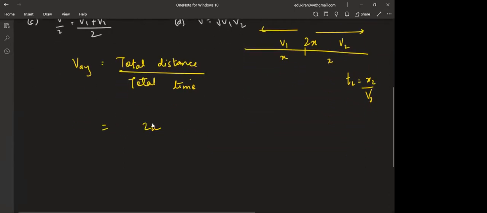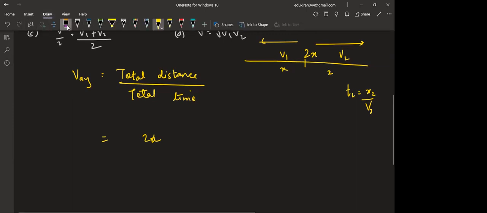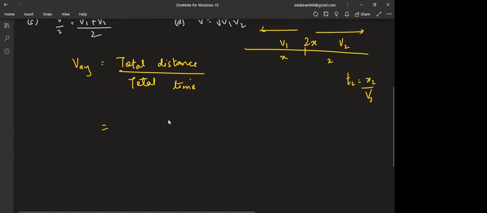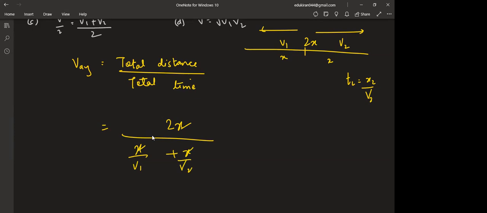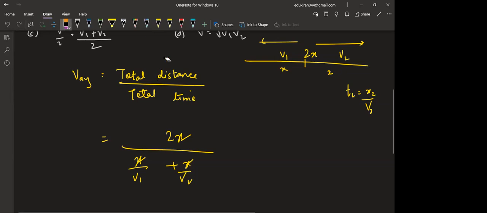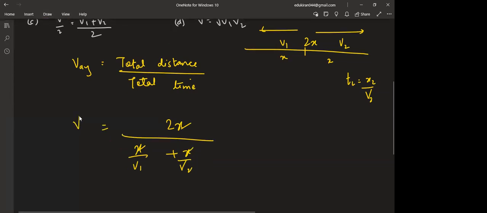Total distance is 2x. And the total time will be x by v1 plus x by v2. This is the average velocity that we are getting. So if you simplify, this whole term will go 1 by v1 plus 1 by v2, and this v will come down, 2 by v. So option B.